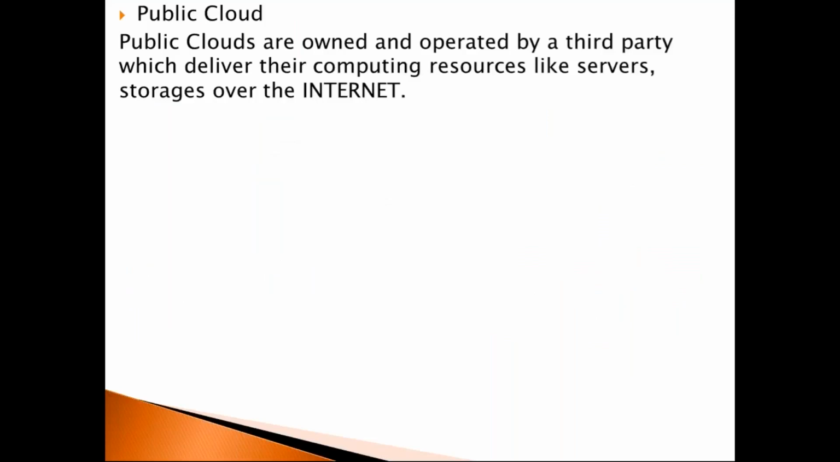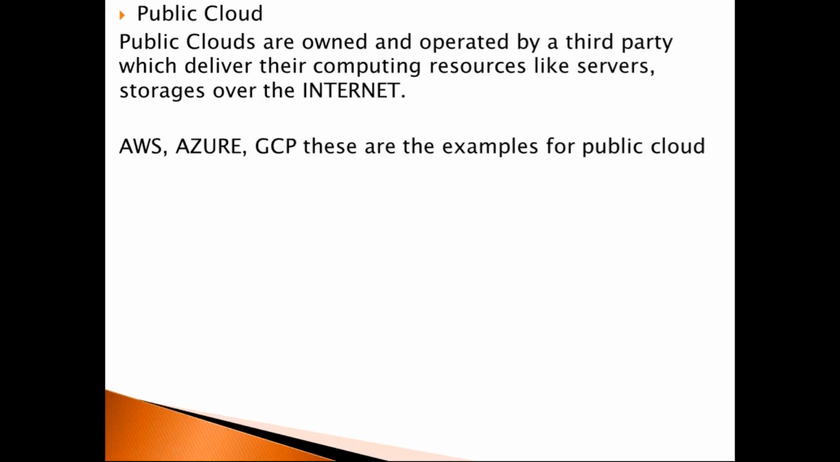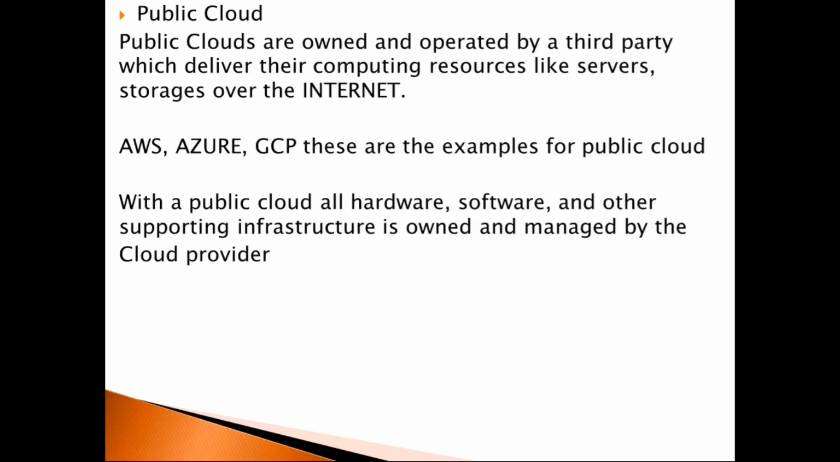So in order to access the public cloud, you need to have internet. Without internet, you can't access the services or resources in the public cloud. We discussed earlier what the resources are, like servers, storages, switches, routers, everything. AWS, Azure, GCP are examples of public cloud. With a public cloud, all hardware, software, and other supporting infrastructure is owned and managed by the cloud provider.